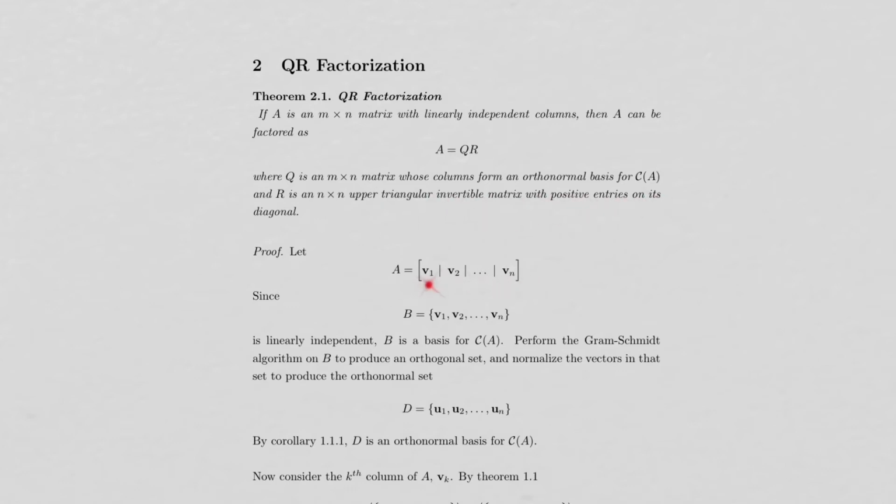We'll label the columns of A, V1, V2, up to Vn. Then we'll put those column vectors into a set B, and since this set is linearly independent, A has linearly independent columns, therefore B is a basis for the column space of A. Then I'll perform the Gram-Schmidt algorithm on B and normalize the vectors that I get to produce this set D, and by corollary 1.1.1, D is an orthonormal basis for the column space of A.